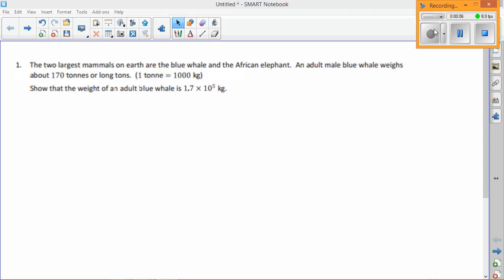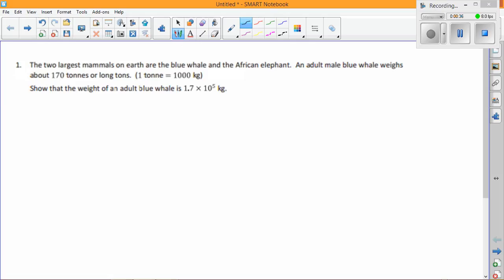Lesson 11 talks more about scientific notation and doing some operations with scientific notation. We also talked a little bit about how and why we use scientific notation and what powers of 10 really mean. I'm going to work on a couple problems here that are good examples of some operations of scientific notation.